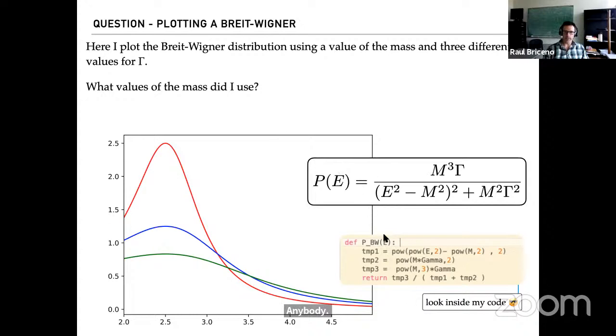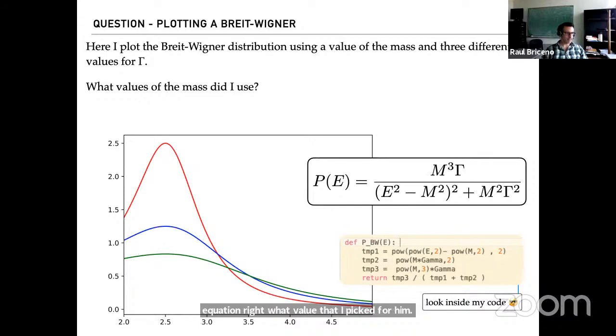So the question is, I made some piece of code where I calculated some term in the denominator and I call it temp1. I calculated some other element of the denominator, call it temp2, and then I divided temp3, which is a numerator, by the sum of temp1 plus temp2. From this figure, looking at this distribution and looking at the equation, what value did I pick for M?